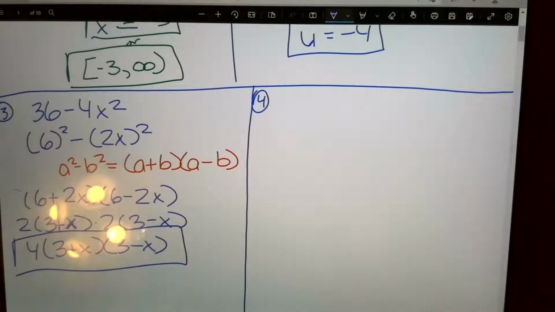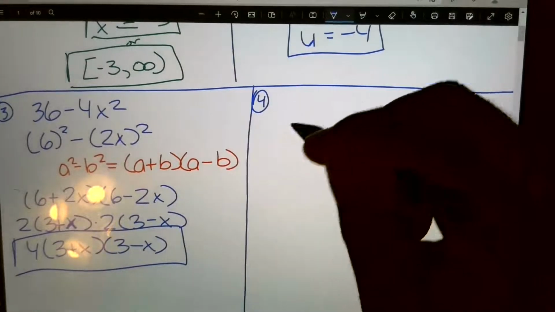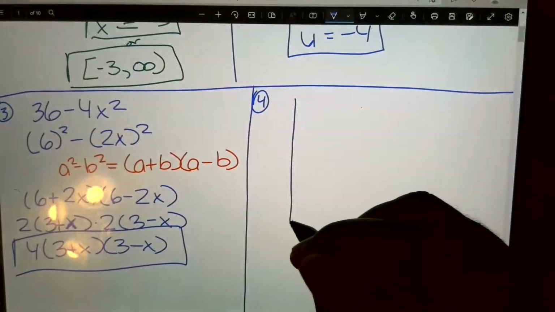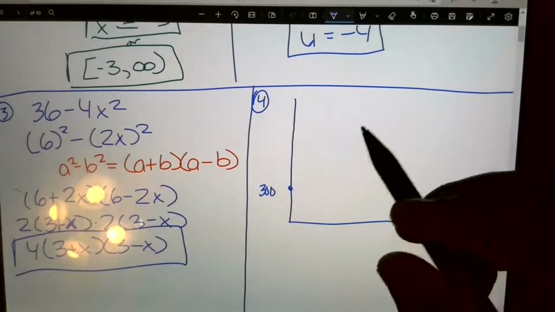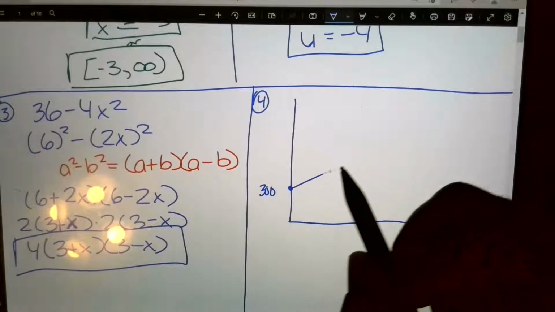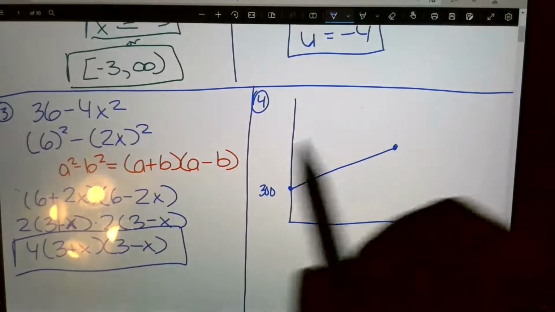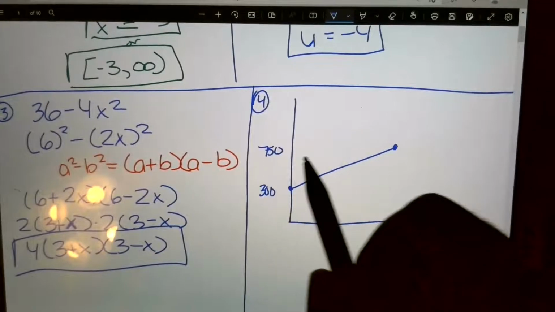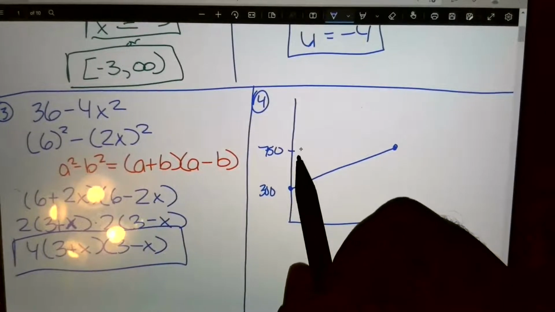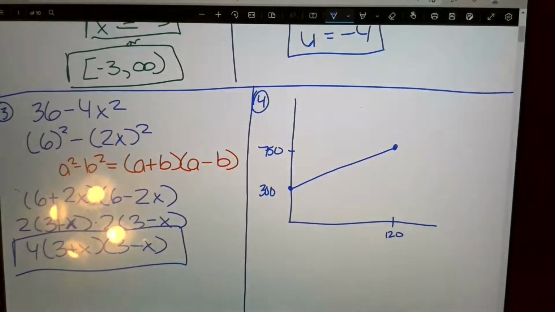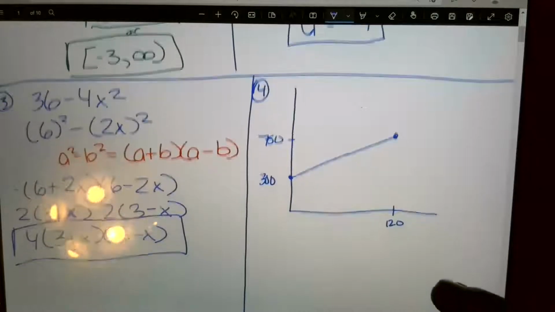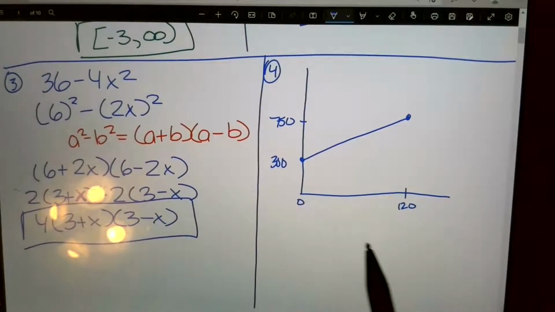So time is my x-axis. I'll sketch it. That's x, and y. We start at 300, and we go up to 750. The time is 120. Again, it's more elaborate than this, but this is just a sketch. They ask, find the range and domain of the function below. Well, we have enough information to do that.